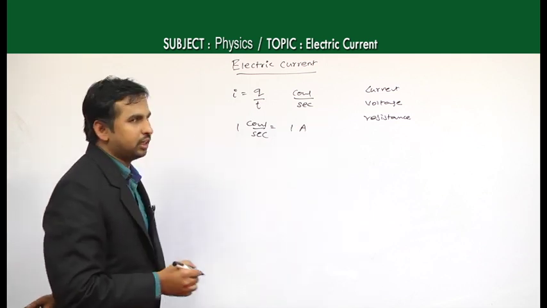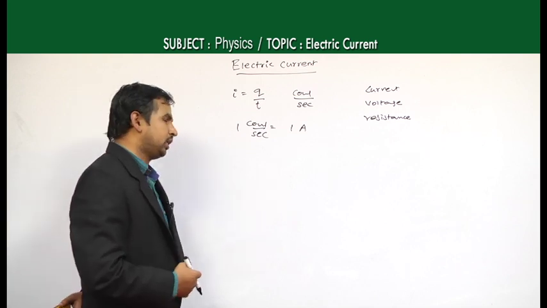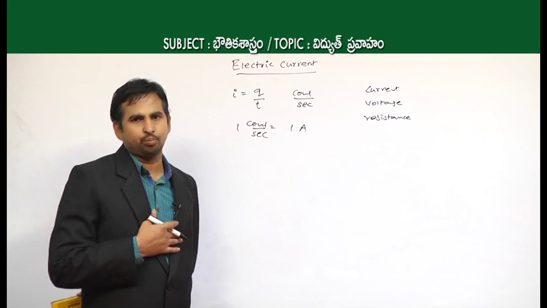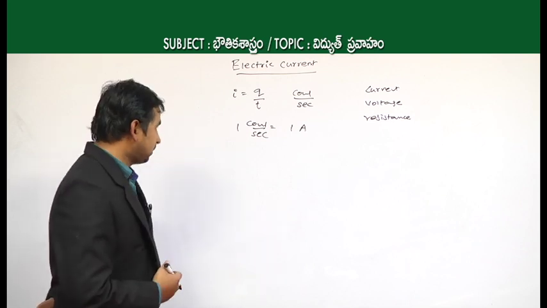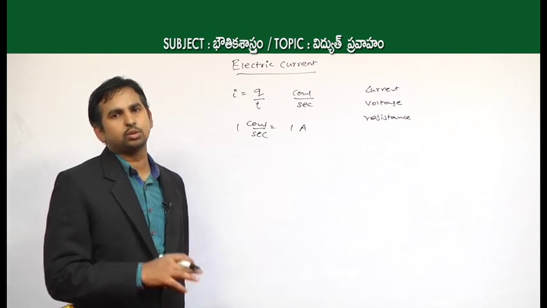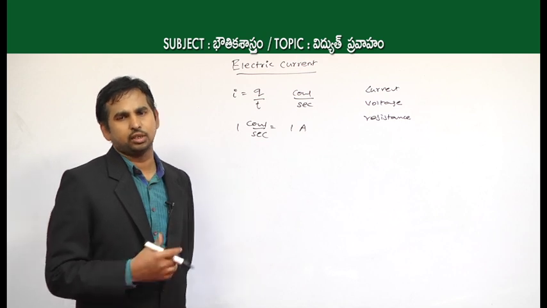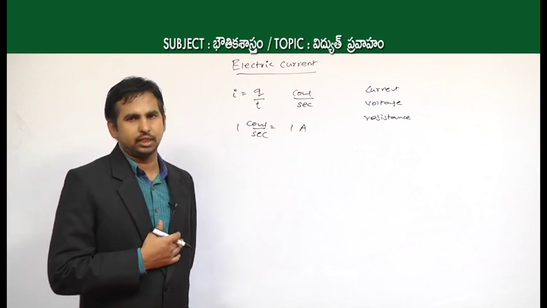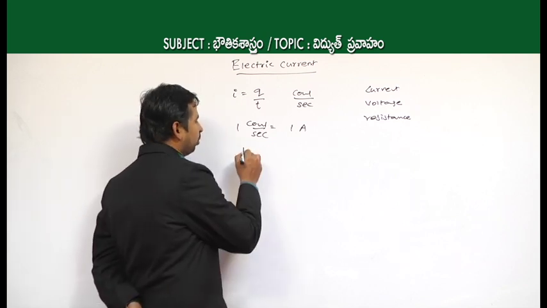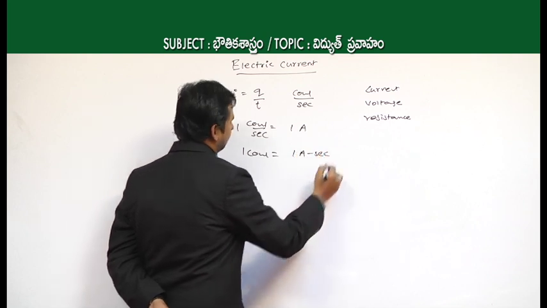1 ampere of current means if 1 coulomb of charge passes through a conductor for 1 second, then we can say the current passing there is 1 ampere. So 1 ampere of current is nothing but 1 coulomb of charge passed through a wire for 1 second. From this you can know that 1 coulomb of charge, you can also write as 1 ampere second.